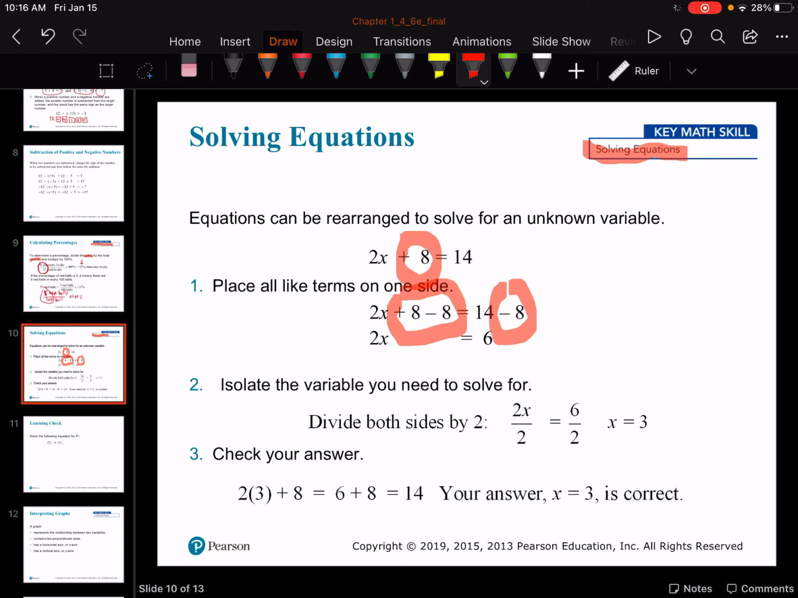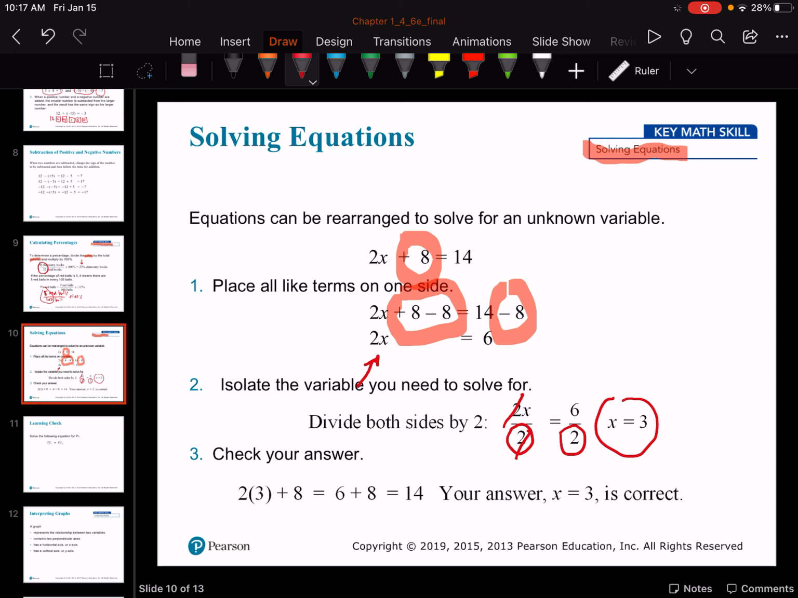And then you have a multiplication problem. 2x is a multiplication problem. The inverse function of that is division, so we divide everything by 2, right? You see that? 2's cross off, and we get x is equal to 3. Okay? So it's going to be super helpful for you to check your answer.